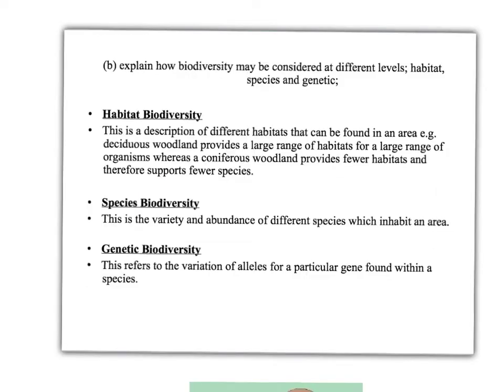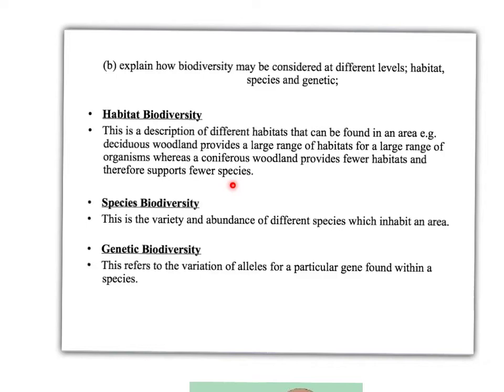So, as I said, this slide says explain how biodiversity may be considered at different levels: habitat, species and genetic. Looking at each of these, habitat biodiversity is a description of the different habitats that can be found in an area. For example, a deciduous woodland provides a large range of habitats for a large range of organisms, whereas a coniferous woodland provides fewer habitats, therefore supports fewer species. So we would say coniferous woodland has a lower habitat biodiversity than a deciduous woodland.